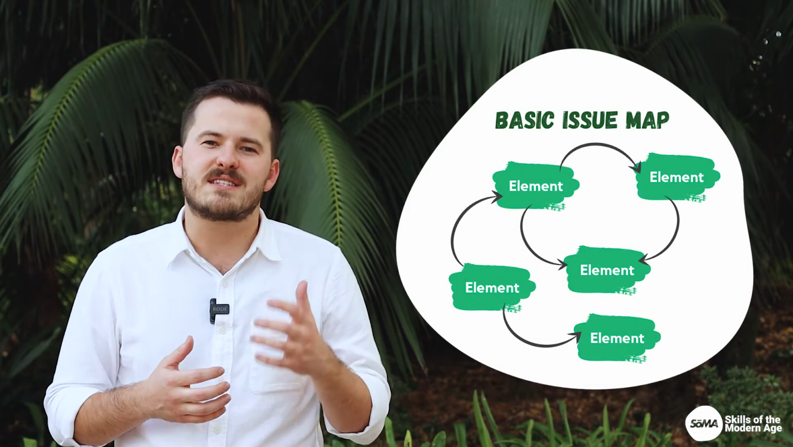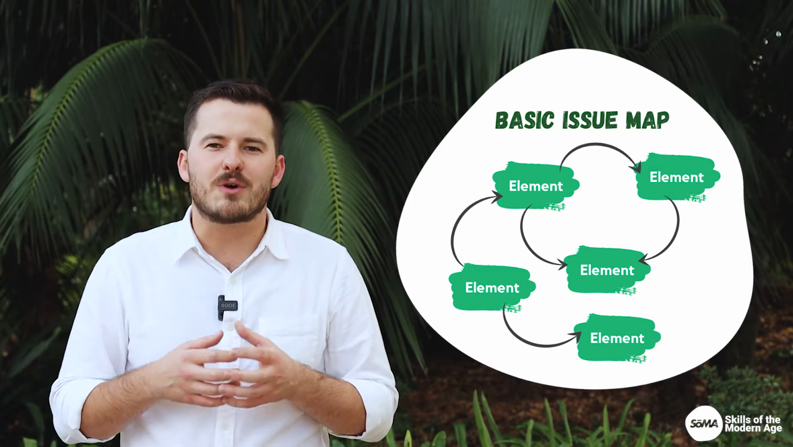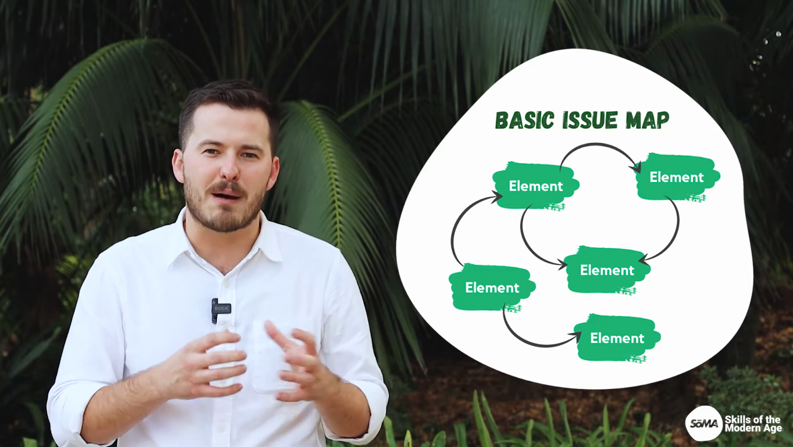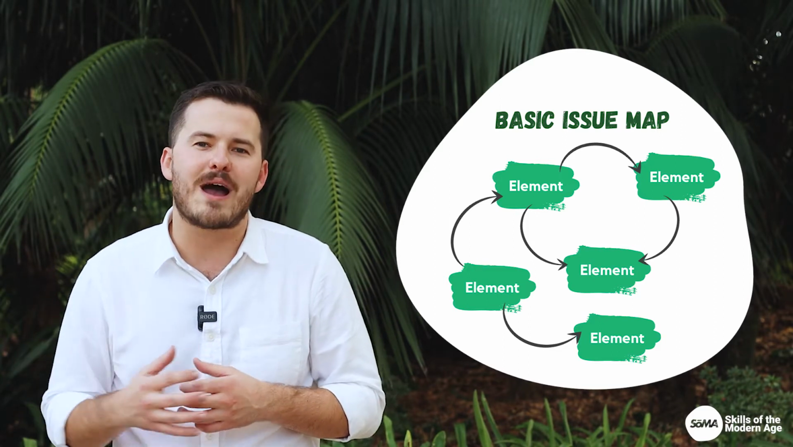The easiest and most accessible form of systems mapping is to create a basic issue map. Similar to a classic mind map, this involves visualizing the elements of a system, usually as bubbles or boxes, and the connections between those elements, usually as lines or arrows. In a basic issue map, you're not worrying so much about directional causality or feedback loops. It's just a way of capturing what's going on in the system at first glance, and it's a great first step when trying to come to terms with a problem.